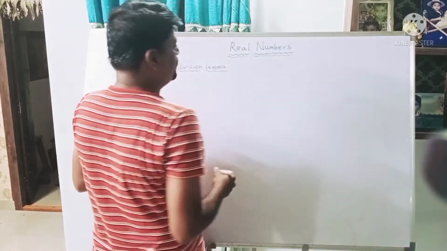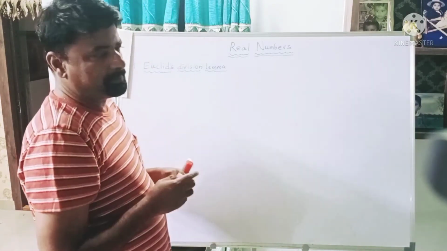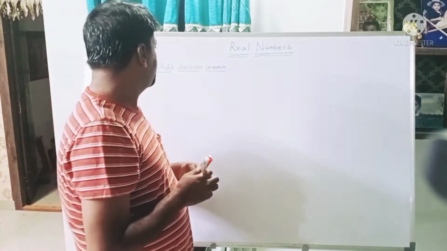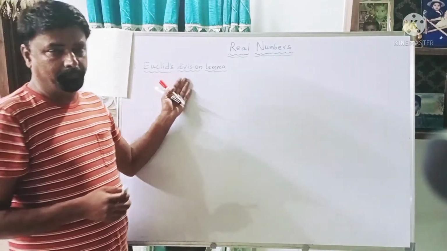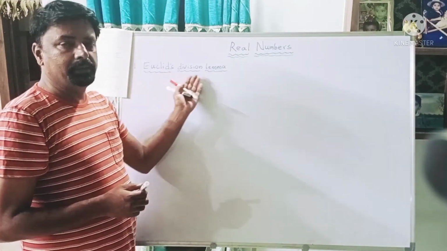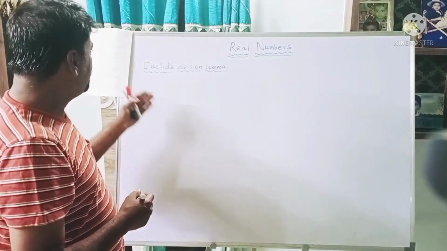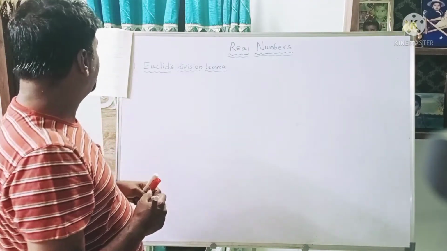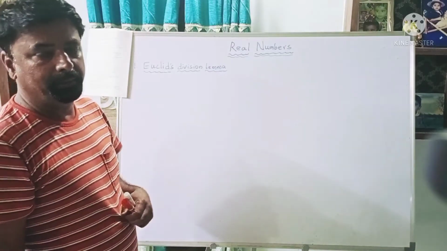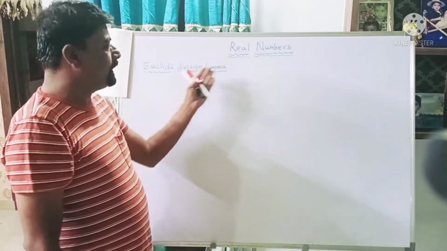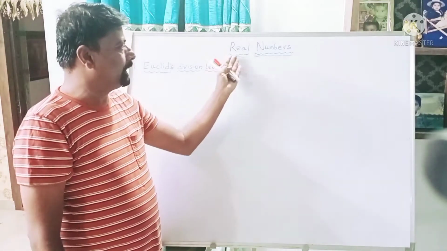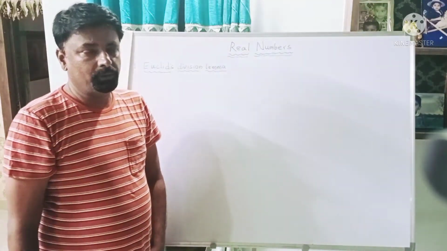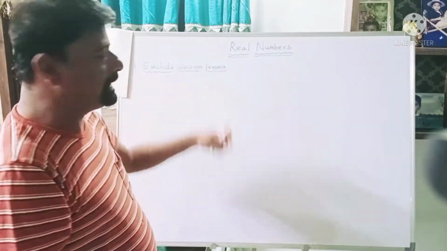In this chapter, mainly two concepts are there. The first concept is Euclid's division lemma. The second concept is the fundamental theorem of arithmetic. So these are the two important topics in real numbers. Today we first need to discuss Euclid's division lemma.